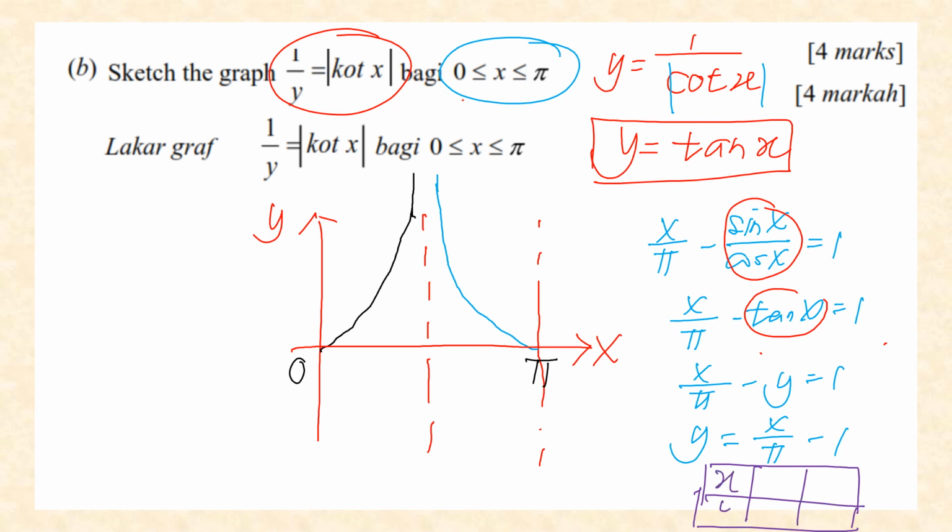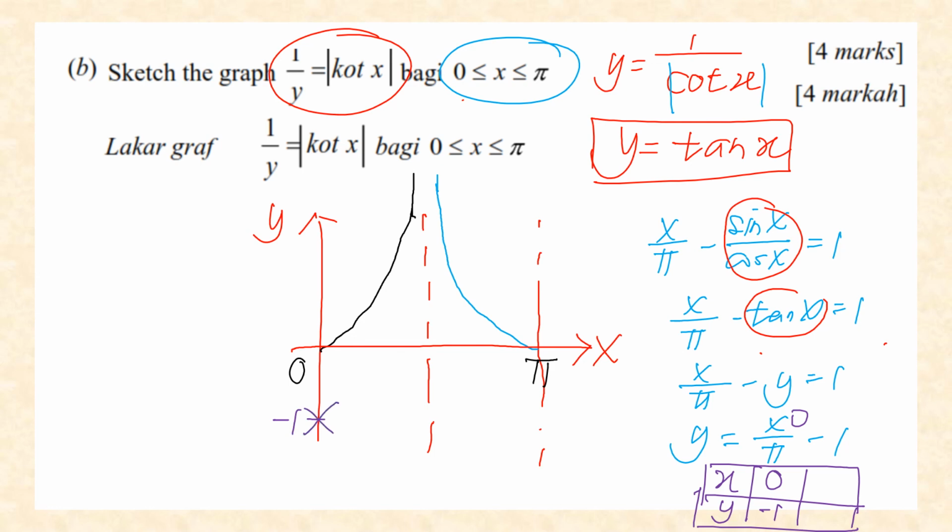So the value of x and y. When x is 0, 0 divided by pi, you get 0. So 0, and the value of y is negative 1. So 0, negative 1. Where is 0, negative 1? Somewhere here, you just mark 0. Assume that this is negative 1 here. So 0, negative 1 is here.